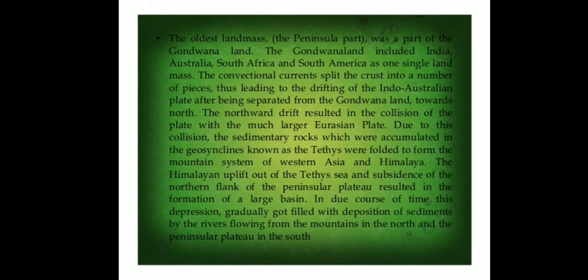आफ्टर दैट द ओल्डेस्ट लैंड मास, जिसे कि हम पेनिनसुलर पार्ट के नाम से भी जानते हैं और जिसका प्रॉपर नाम है गोंडवाना लैंड. इस गोंडवाना लैंड के अंदर इंडिया, ऑस्ट्रेलिया, साउथ अफ्रीका, साउथ अमेरिका, ये सारे के सारे वन सिंगल लैंड मास थे. द कन्वेक्शनल करंट स्प्लिट, तो जो कन्वेक्शनल करंट्स हैं उन्होंने क्या कर दिया, अर्थ को स्प्लिट कर दिया, अलग अलग टुकड़ों में बांट दिया. Thus leading to the drifting of the Indo-Australian plate after being separated from the Gondwana land.